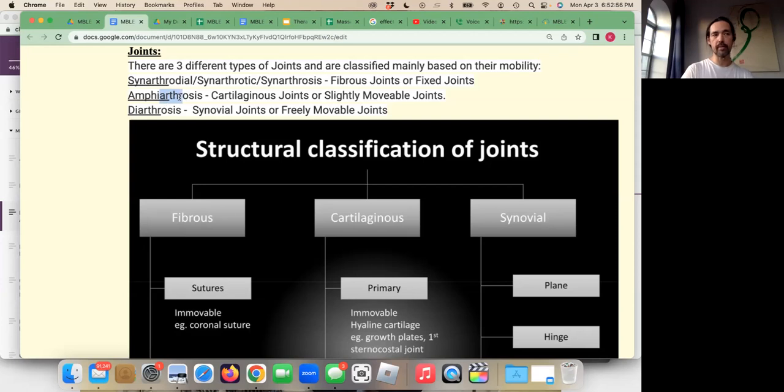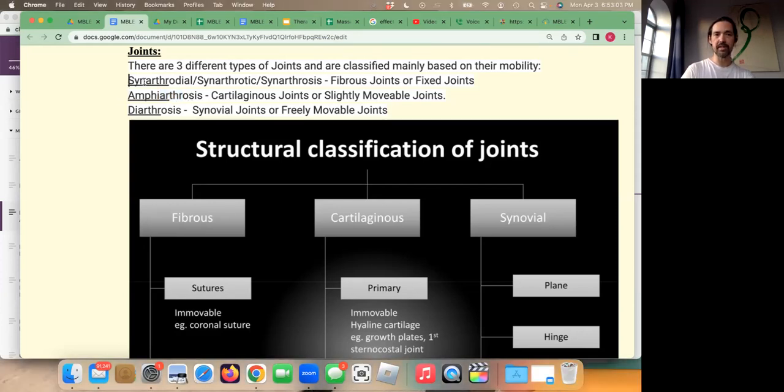Arthro, A-R-T-H-R, means bones or joints, and syn means joining, like two that become one piece. It means one piece. So when you hear syn, I want you to think of 2 bones that are joined to form one immovable bone, right? So an example of the synarthrotic joints, also called fibrous joints, or fixed joints. See up here, fibrous joints or fixed joints.